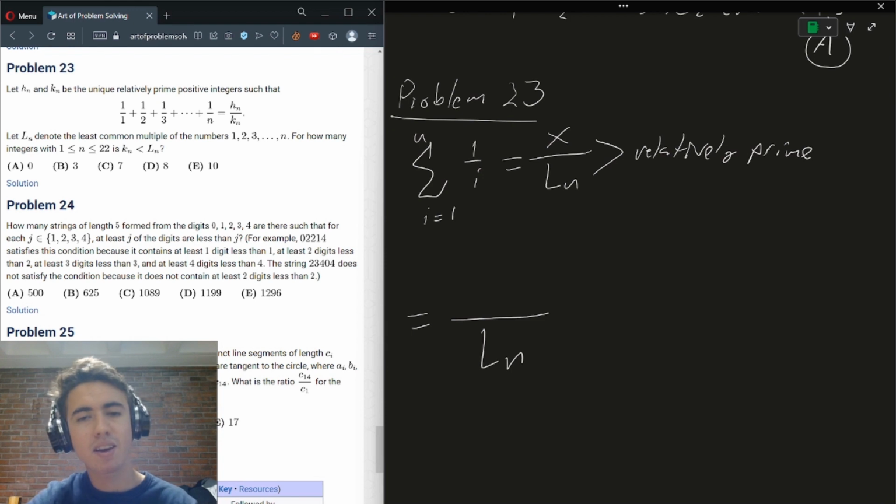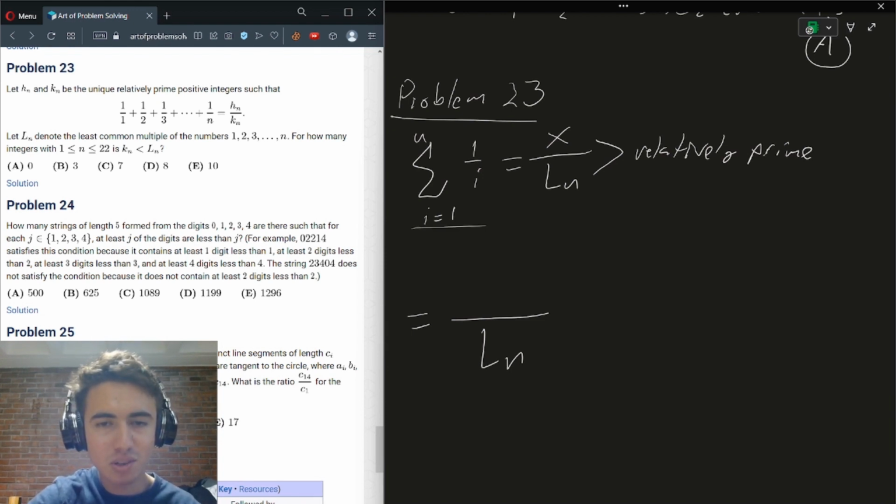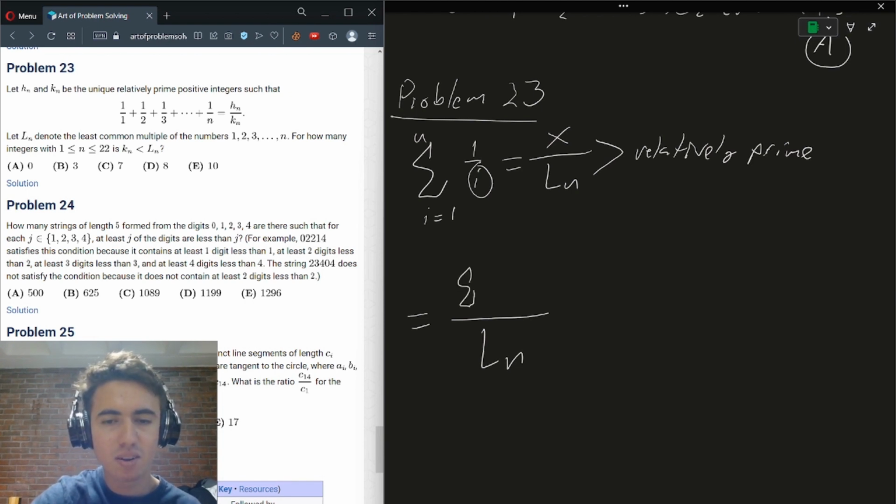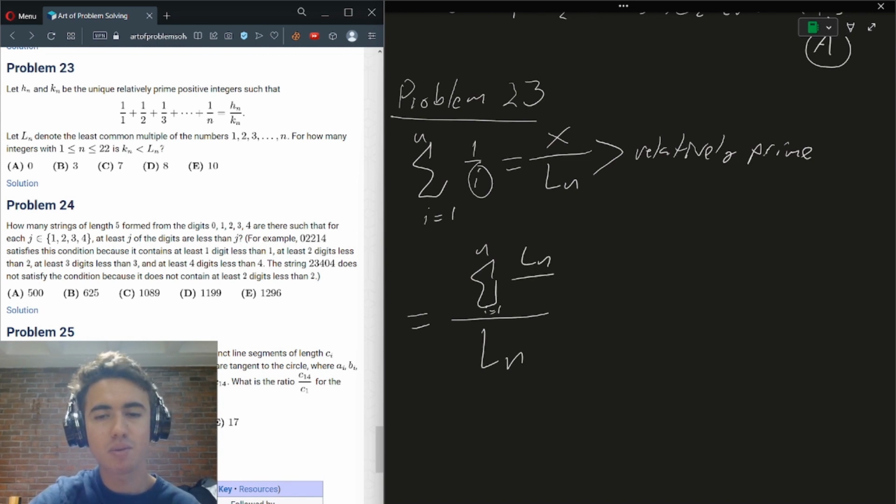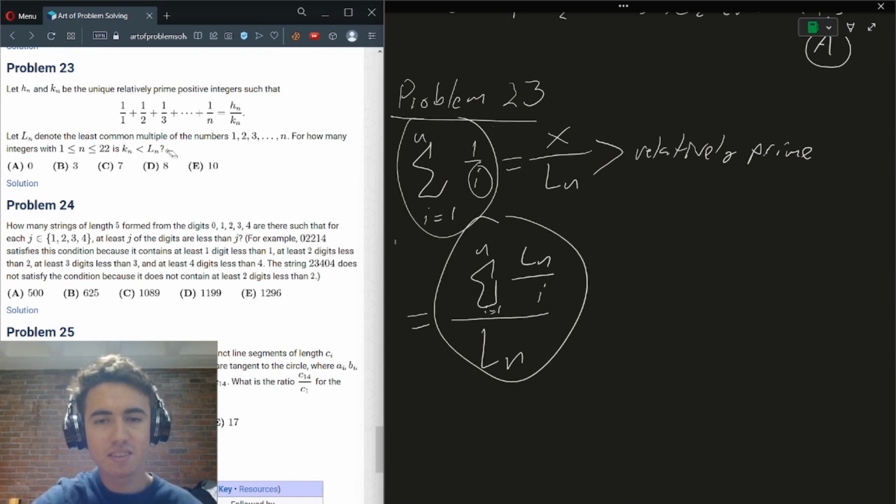Then what's the numerator going to be? Well, you can see if we divided this whole thing by ln, then we can also just multiply it by ln, and then it equals the same thing. Or in other words, we know that each of the I will be a factor of ln by definition, since ln is the least common multiple of the numbers from I equals 1 to n. So we know the numerator will have to be equal to this sum, because we know that this is an integer, and that this whole expression is equal to this.